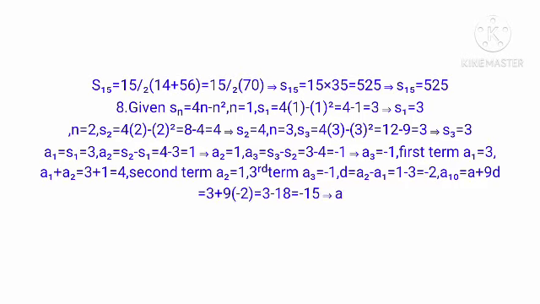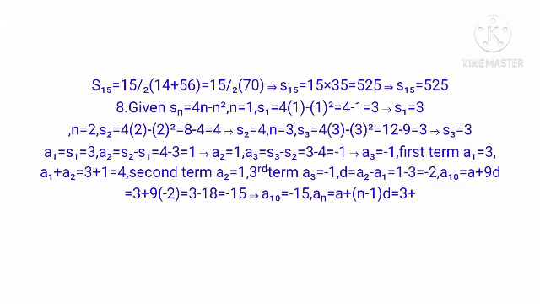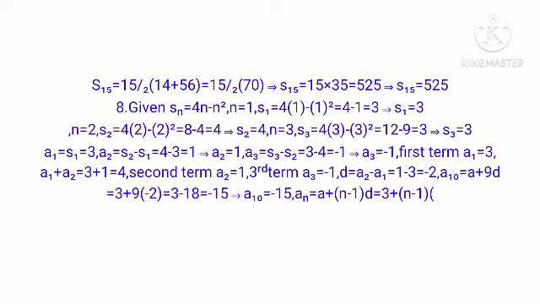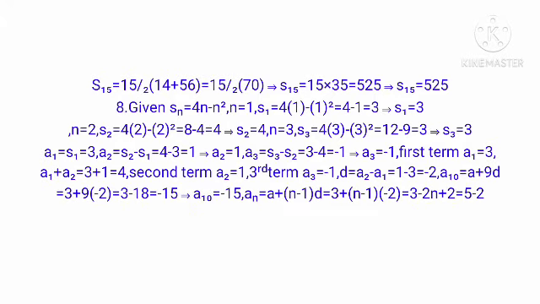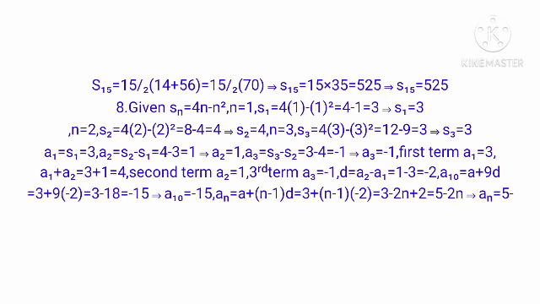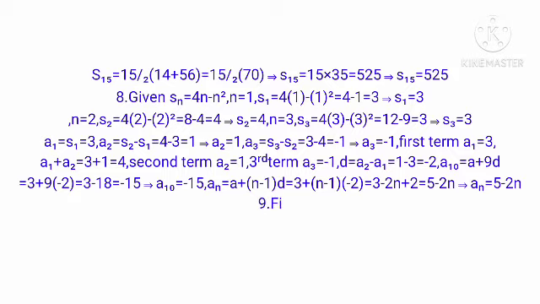A10 is equal to A plus 9D is equal to 3 plus 9 of minus 2 is equal to 3 minus 18 is equal to minus 15, implies A10 is equal to minus 15, and the nth term we have to find. An is equal to A plus n minus 1 into D, that is equal to 3 plus n minus 1 into minus 2 is equal to 3 minus 2n plus 2 is equal to 5 minus 2n. Therefore, the nth term is 5 minus 2n.